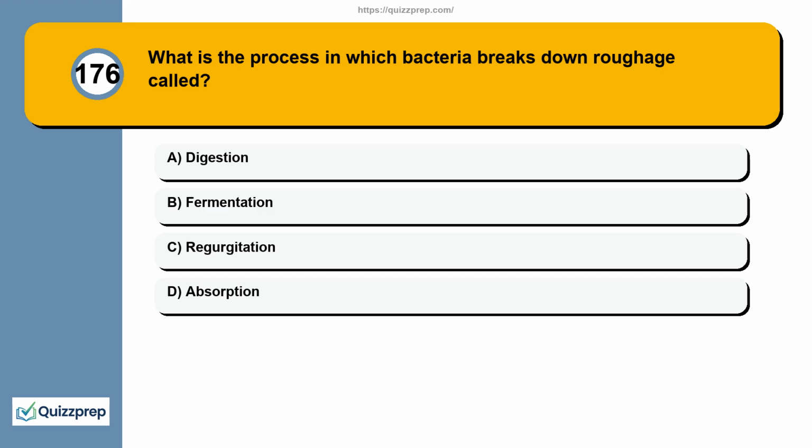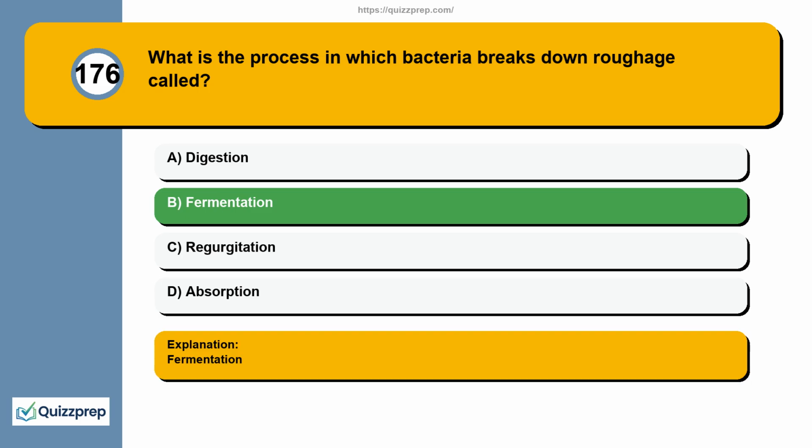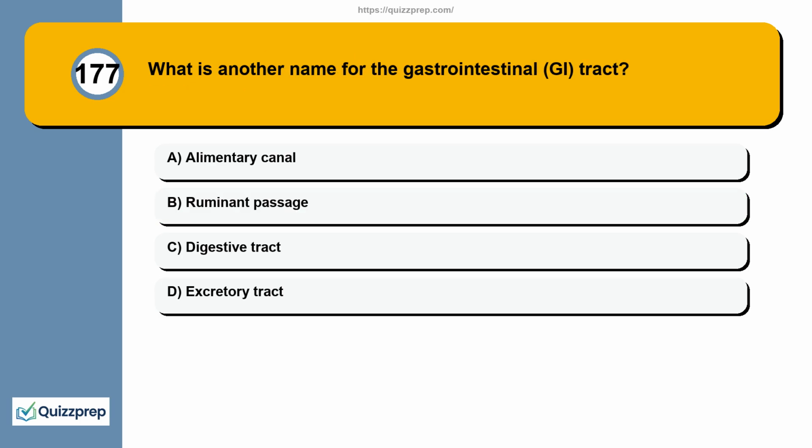Option A. Digestion. Option B. Fermentation. Option C. Regurgitation. Option D. Absorption. The correct answer is option B. Fermentation. Question 177. What is another name for the gastrointestinal, GI, tract?